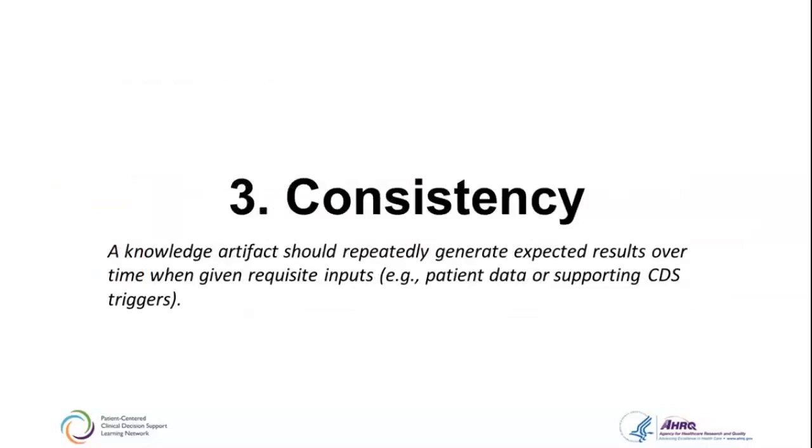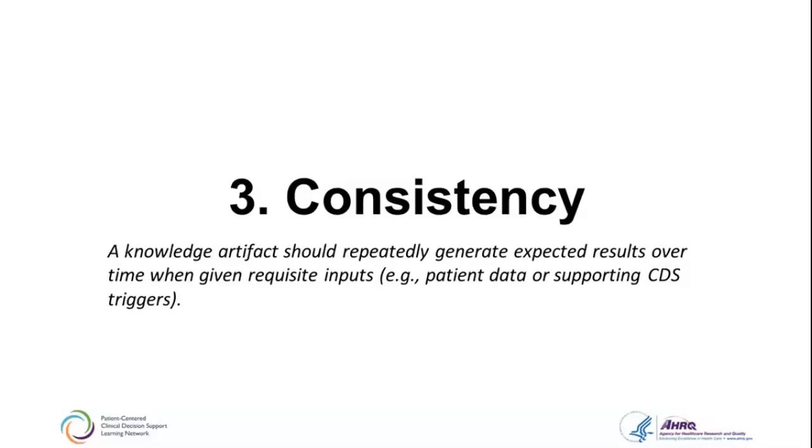The third attribute is consistency: how a knowledge artifact should repeatedly generate expected results over time when given requisite inputs. Those inputs could be patient data or supporting CDS triggers, such as, for example, too many alerts. And so for that reason, maybe tweaking that CDS artifact to reduce the number of triggers.